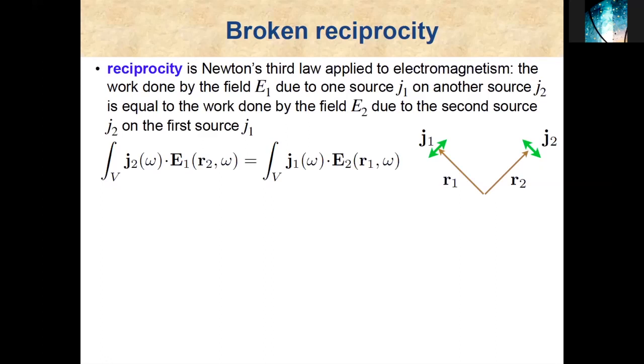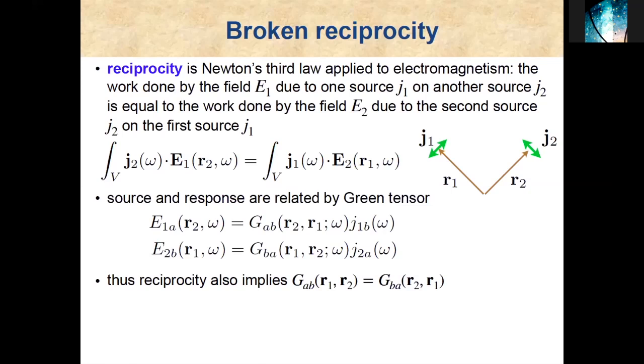So we also know from linear response theory that the source and the response are related by a Green tensor. Here the Green tensor is denoted by the symbol G, and A and B are the subscripts which represent the tensor components X, Y, and Z. R1 and R2 are the position vectors of the sources J1 and J2.